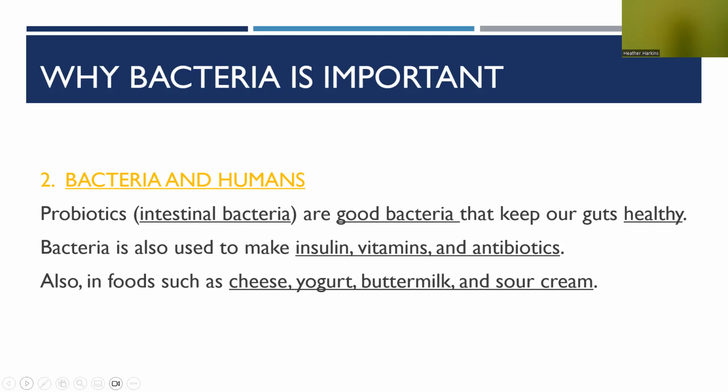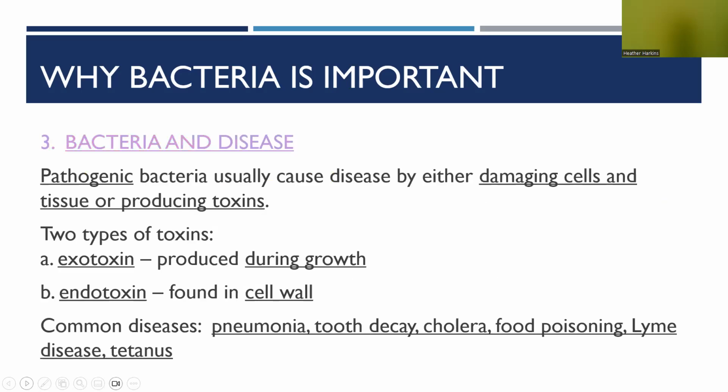Bacteria is also used to make insulin, vitamins, and antibiotics. It is also in foods such as cheese, yogurt, buttermilk, and sour cream. So there are types of bacteria that are important and necessary for our lives.